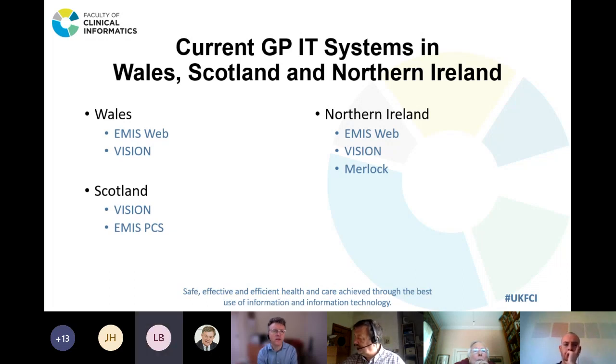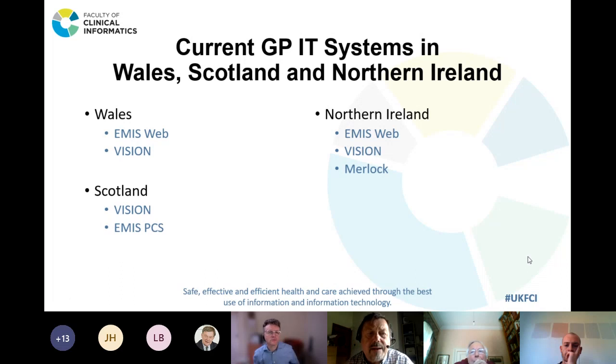Similarly, in Wales, there's EMIS Web and Vision, and in Northern Ireland, EMIS Web, Vision, and they have another supplier called Murloc. I can't see Michael McKenna from Northern Ireland joining us at the moment in the list of participants, but I'm going to hand on now to Julian from Wales to see if he wants to add a little bit about how things are going in Wales. Thanks, Ian. Yes, in Wales, as the slide says, we're almost a 50-50 split with EMIS Web and Vision.